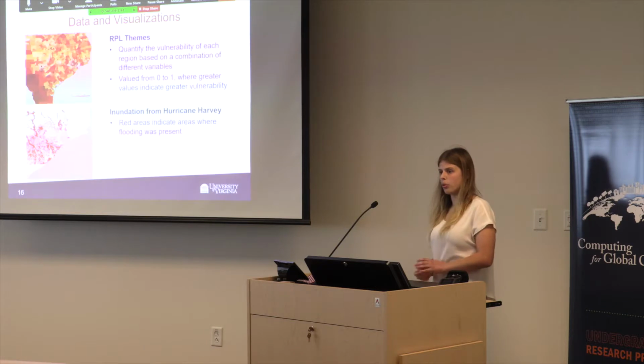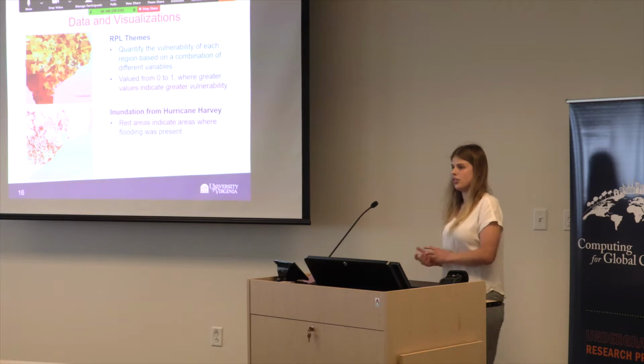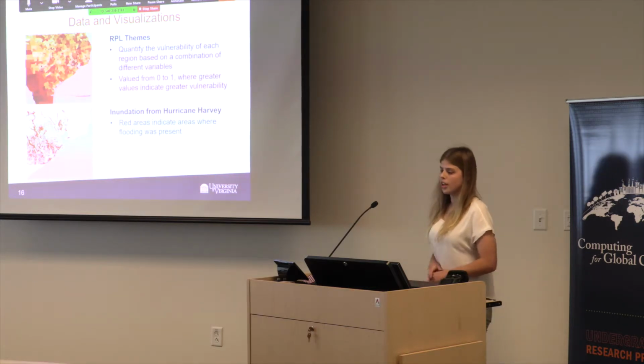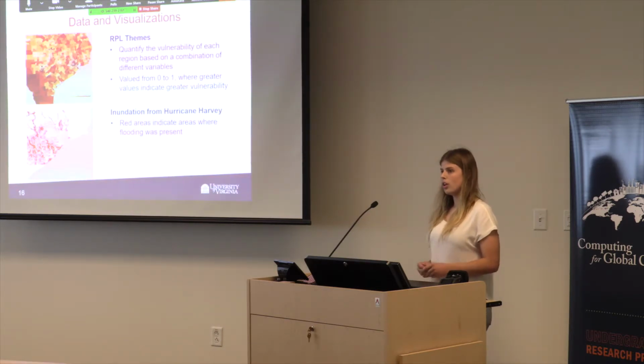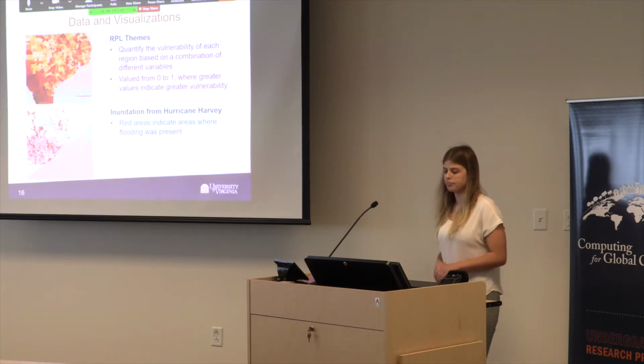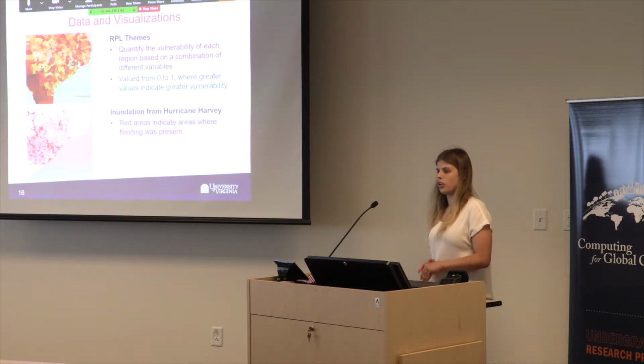One of the current tools to assess the vulnerability of populations is the CDC Social Vulnerability Index, which is a ranking made up of what are called the RPL themes. These RPL themes quantify the vulnerability of each tract in this area based on a combination of different variables. There's one overall vulnerability ranking, which is based on 4 different RPL themes: socioeconomic status, household composition and disability, housing and transportation, and minority status and language.